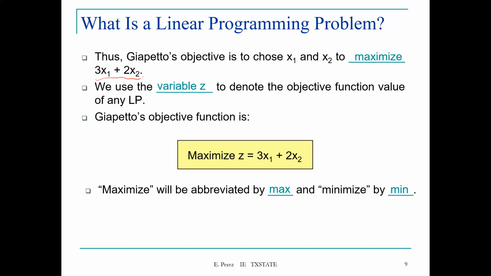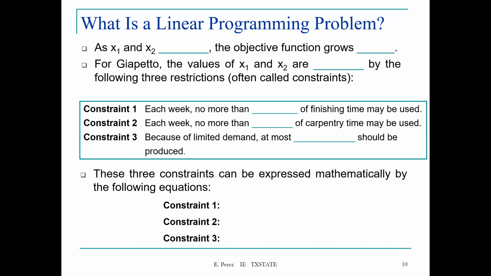Okay, so we have the first two parts. One extra comment is that we know that as x1 and x2 increase, the objective function grows larger. So for Gepetto, the values of x1 and x2 are limited by the following three restrictions, which is our third part for the model. We have already defined the first part, which is the decision variables. The second part is the objective function. And now the third part is to define the constraints. In this problem, we have three constraints.